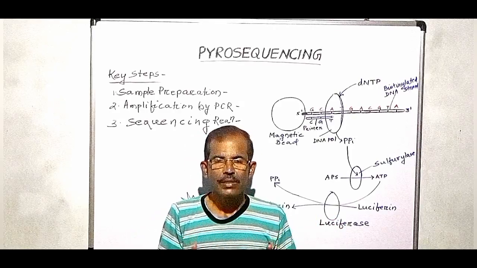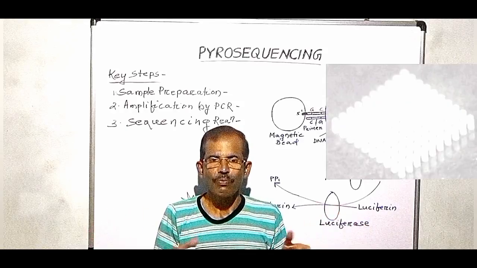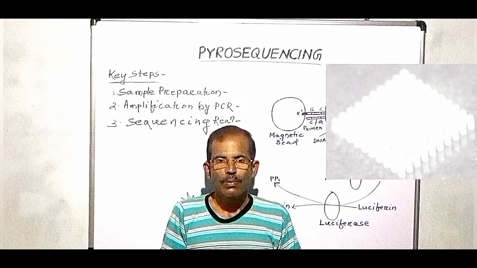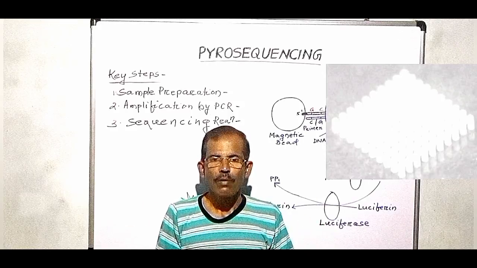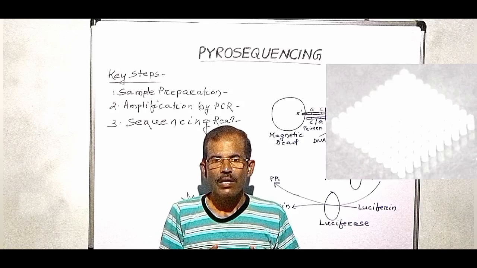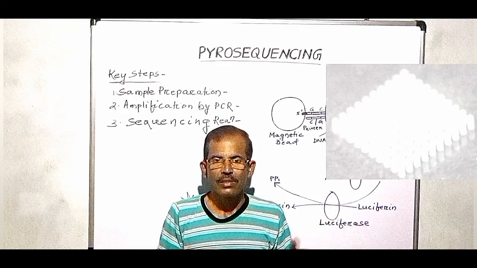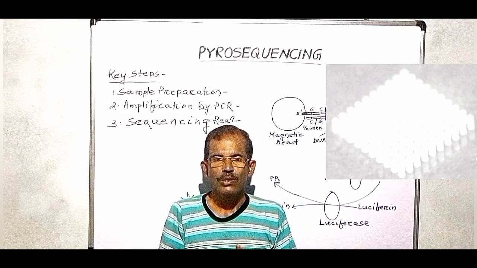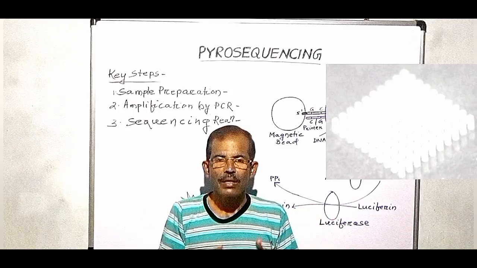Streptavidin coated beads immobilize biotin labeled DNA templates on the surface. After immobilization of DNA templates, the beads are loaded onto the wells of a flow cell. What is a flow cell? A flow cell is a picotiter plate containing numerous wells. Each well is loaded with a streptavidin coated bead which has DNA templates on the surface.